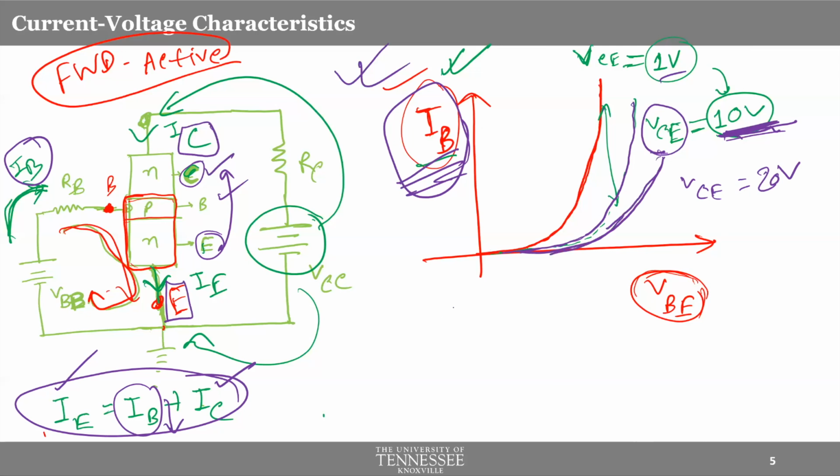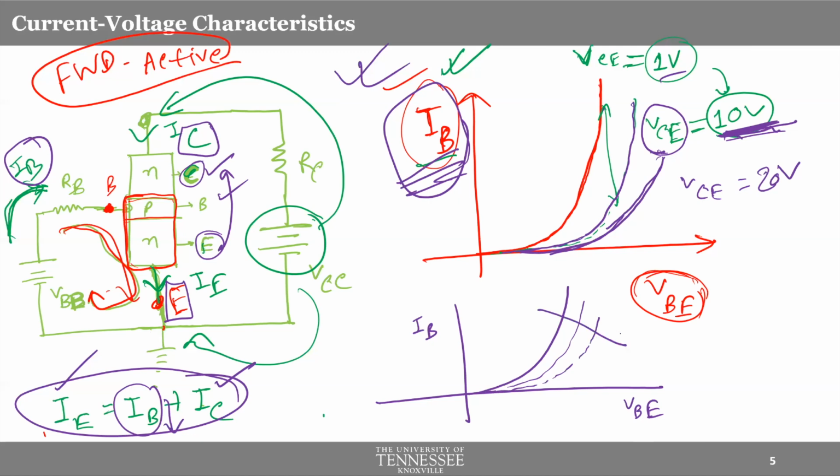Okay, so bottom line, the IB versus VBE characteristics, also known as the input characteristics, will look like this. Let me draw a few lines here again. Now, these graphs will represent VCE increasing. So as the VCE increases, these graphs will shift to the right, and for a given VBE you will have less current for a higher VCE. That's what it's trying to convey.